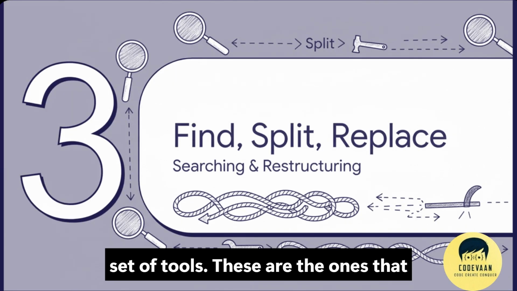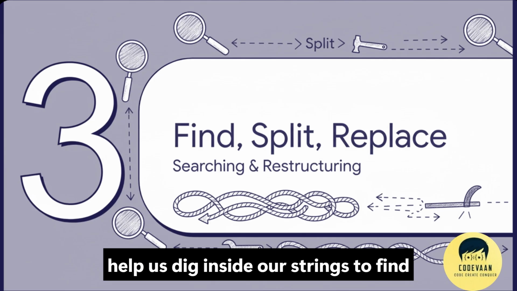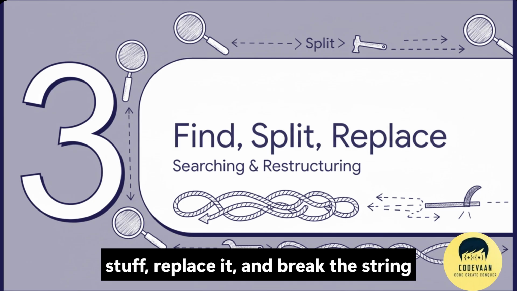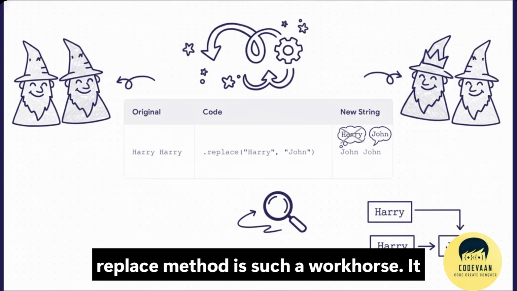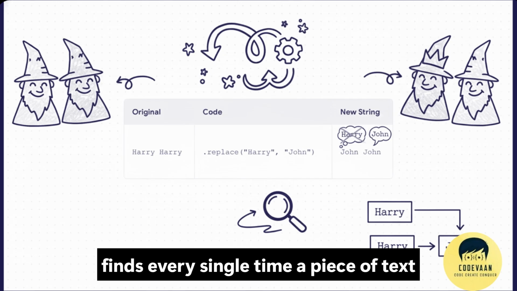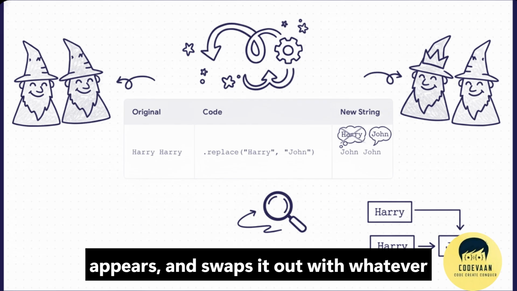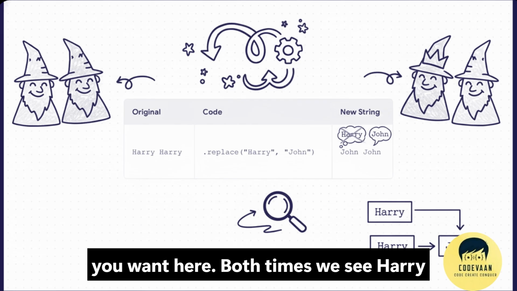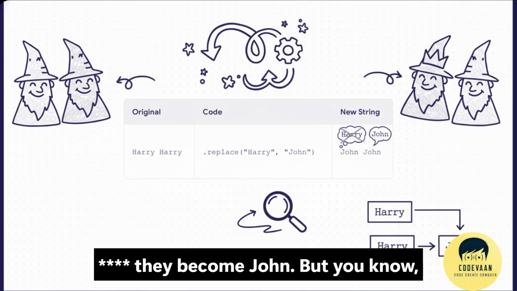Okay, let's move on to our next set of tools. These are the ones that help us dig inside our strings to find stuff, replace it, and break the string into more useful little pieces. The replace method is such a workhorse. It just scans through the whole string, finds every single time a piece of text appears, and swaps it out with whatever you want. Here, both times we see Harry, poof, they become John.